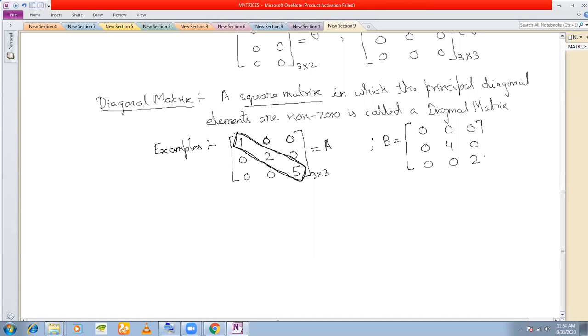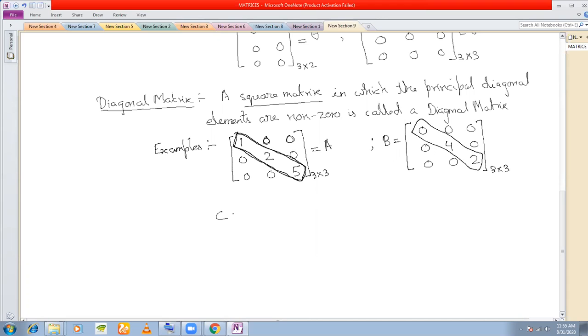This is also a diagonal matrix because, if you see in the diagonal, all the elements are not 0, isn't it? All the elements are not 0. Only one element is 0. So this is also a diagonal matrix.